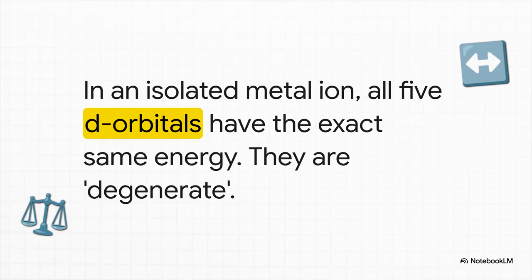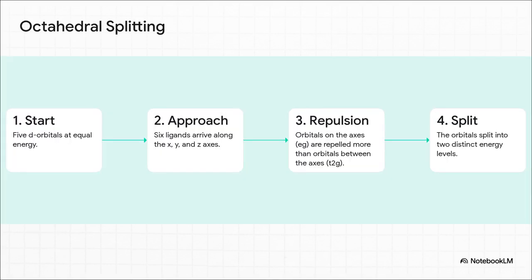So before any ligands show up, things are actually pretty boring. If you have a metal ion just floating in space all by itself, its 5d orbitals, even though they have different shapes and point in different directions, are all at the exact same energy level. In chemistry, we call this degenerate. Just picture a perfectly level playing field, where every spot is just as good as the next for an electron. But that level playing field is about to get completely torn up.